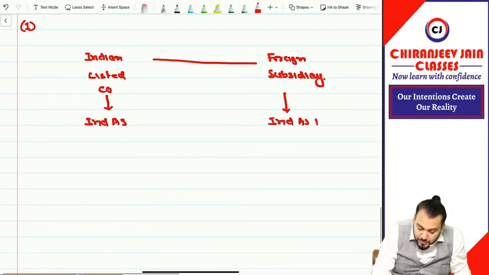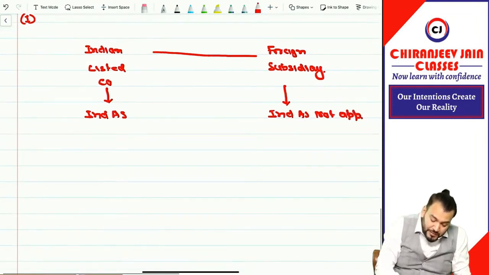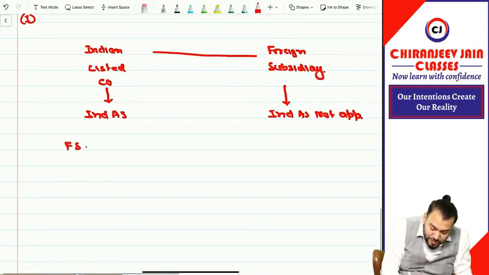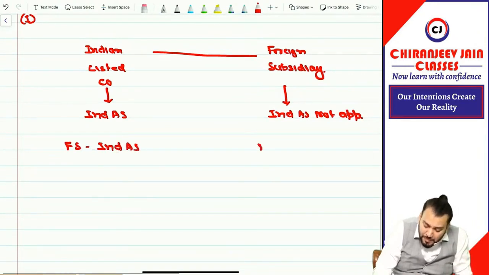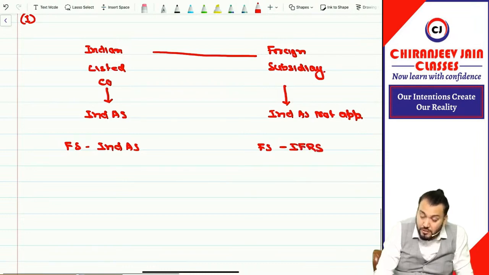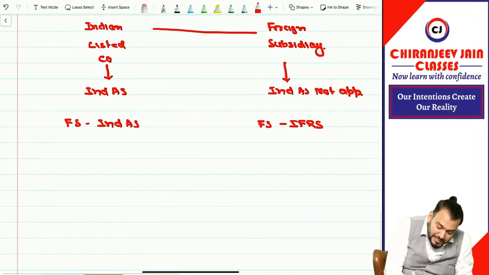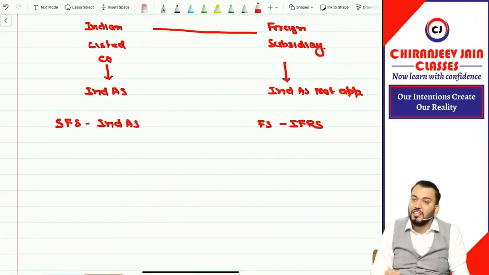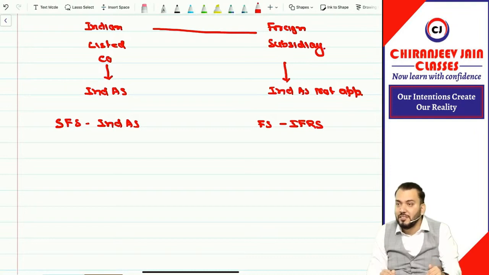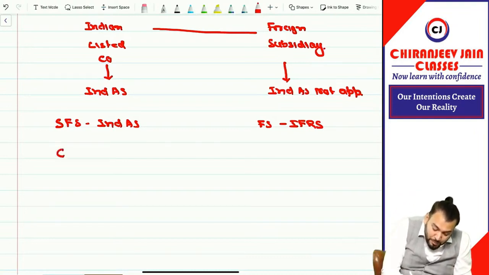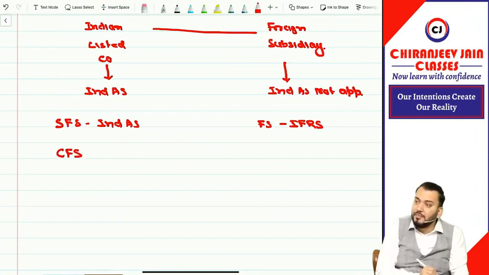Ind AS not applicable. Means they are preparing financial statements not based on Ind AS. They may be preparing financial statements based on IFRS. There is some difference. Now they are preparing their separate financial statements based on IFRS. Separate financial statements means standalone. Correct? But they will also prepare consolidated financial statements.